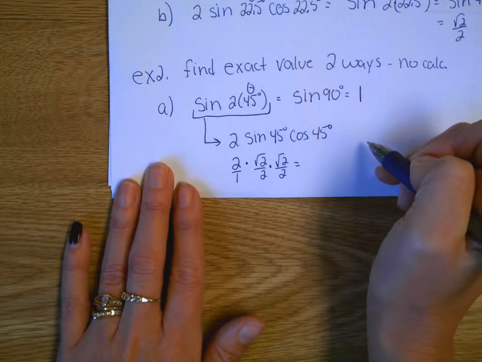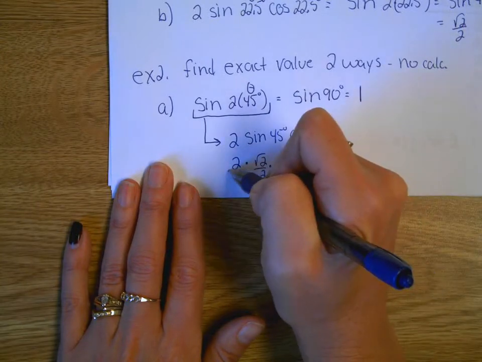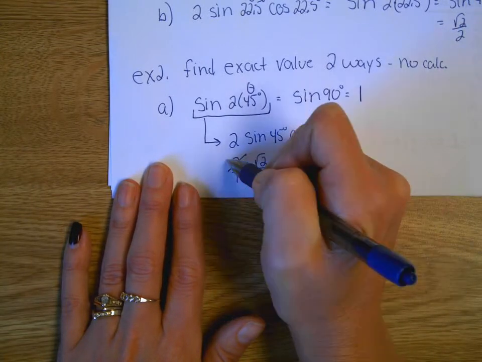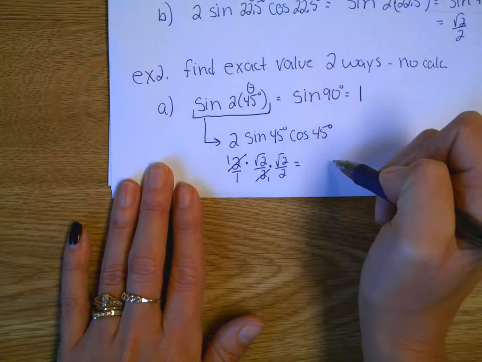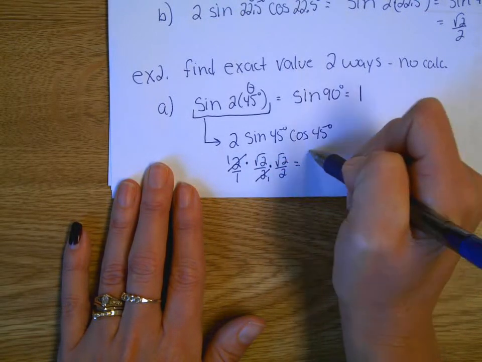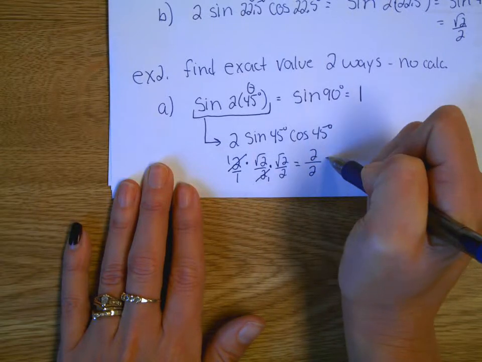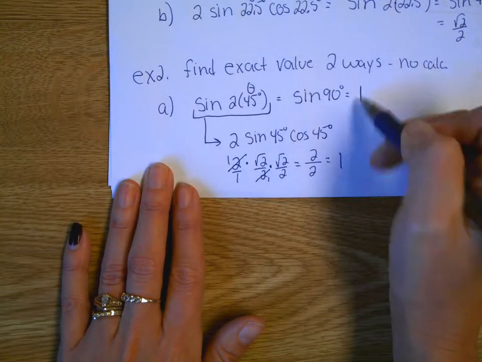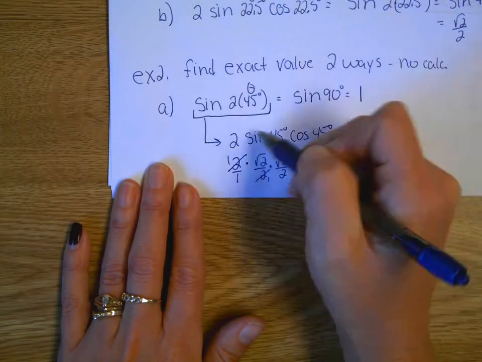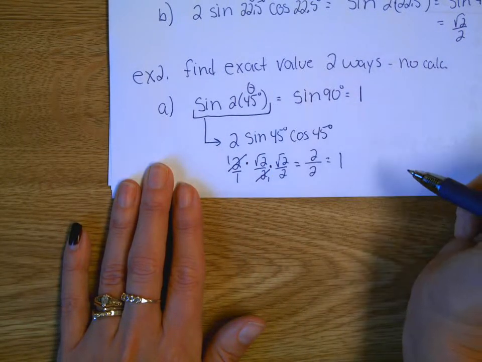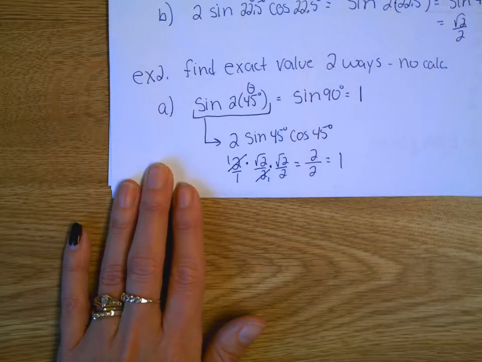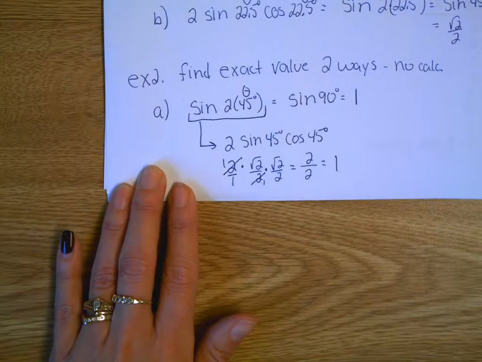No. So, I can cancel first, so I can cancel one of these 2's out. What's square root of 2 times square root of 2? Square root of 4 is 2. Over 2 is 1. Well, I've got the same answer 2 different ways. I used the identity, and the first way I just simplified the angle. Yeah, first way was a lot better.